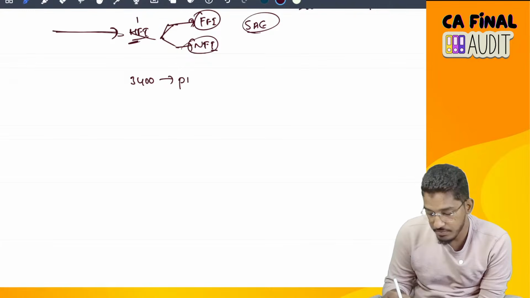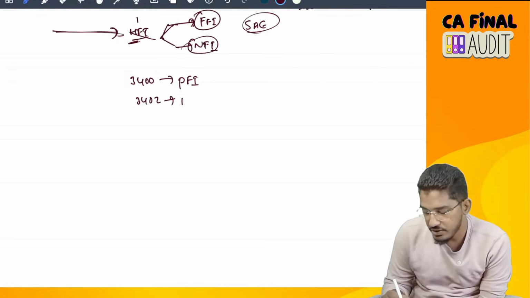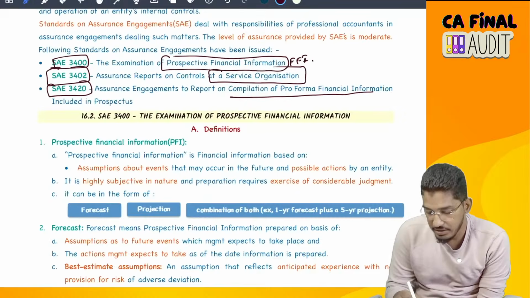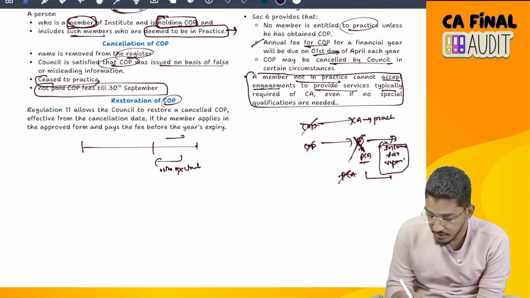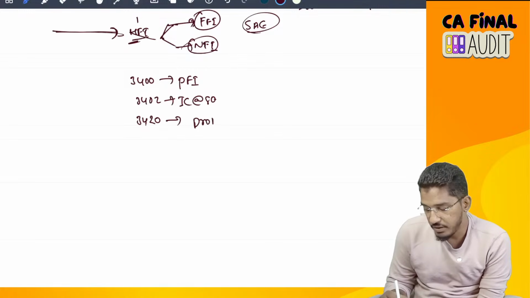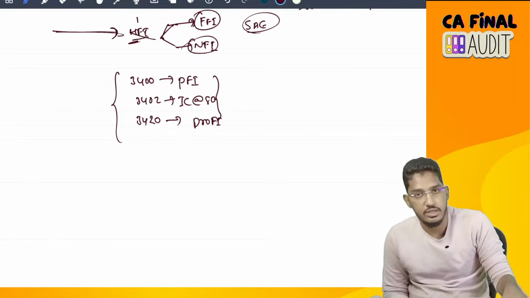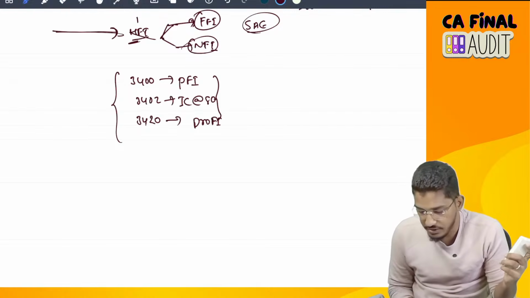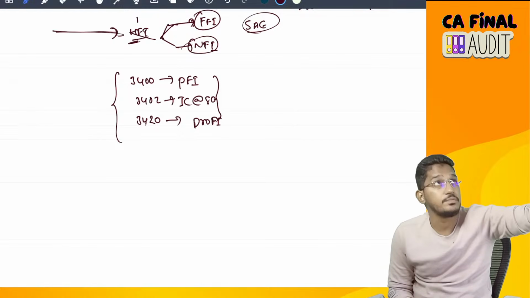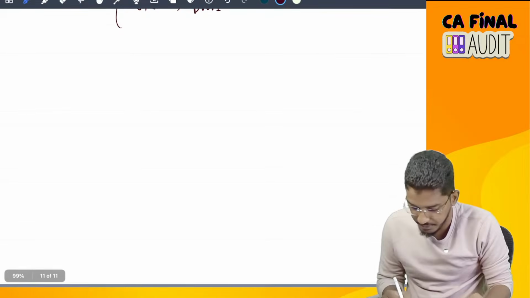3400 talks about prospective financial information. 3402 talks about verification of internal controls at a service organization. Then we have SAE 3420, which talks about pro forma financial information. All these three standards we will try to cover. First I will start my discussion with SAE 3402, which talks about prospective financial information.